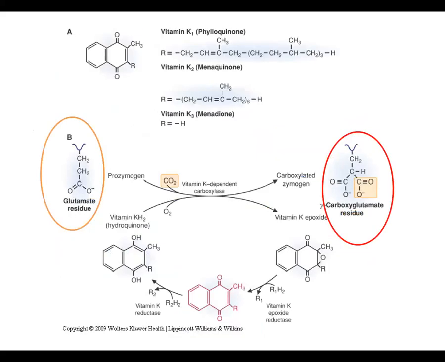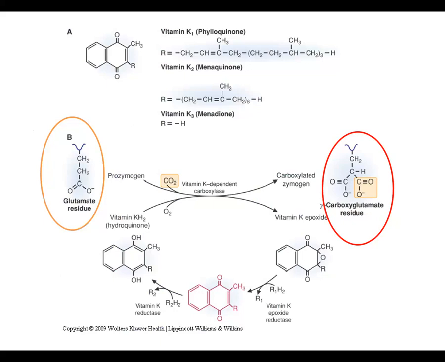In order for clotting factors 2, 7, 9, and 10 to associate with the surface of activated platelets, many of the glutamic acids, which are highlighted by the orange circle, must be converted into gamma-carboxylated glutamic acid, which is highlighted by the red circle. This reaction is catalyzed by vitamin K-dependent carboxylase, an enzyme that utilizes reduced vitamin K, that is the hydroquinone form, as a substrate, and produces oxidized vitamin K, the epoxide form, as a product. This enzyme also utilizes molecular oxygen and carbon dioxide as substrates.